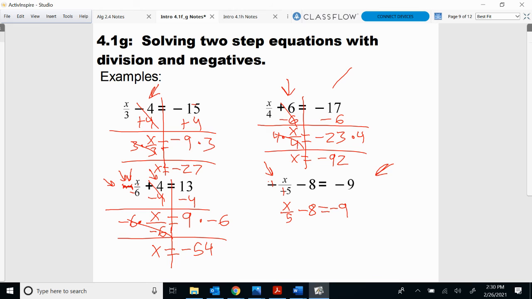Now let's get this thing solved. So we're going to add 8 to that side, cancel that off, and you're going to get -9 plus 8, which gives you -1 left over. Okay, bring this down. And last step, we're going to multiply by 5. Multiply that side by 5. And we're going to get x is equal to -5. Okay, so that would be our answer for that one. All right, so we simply just get rid of those negatives there.